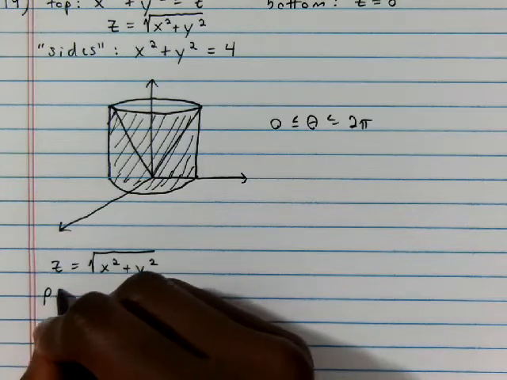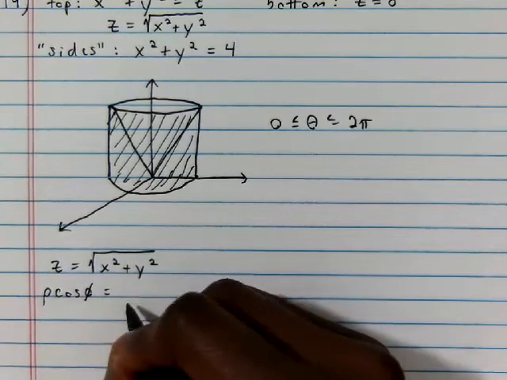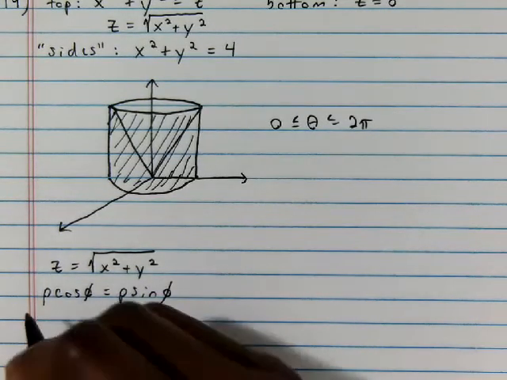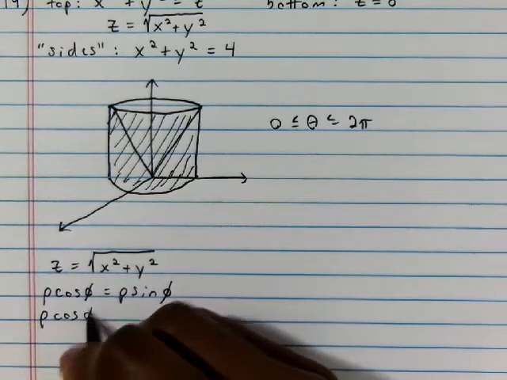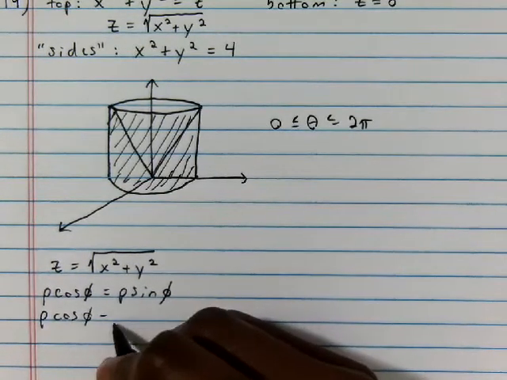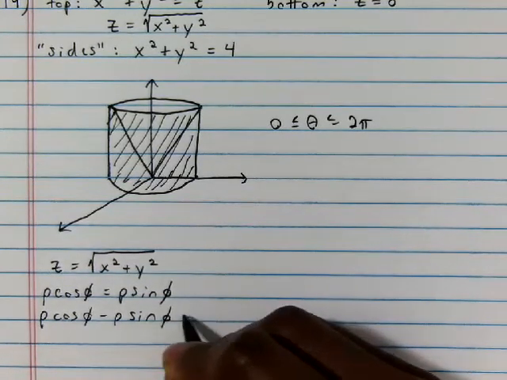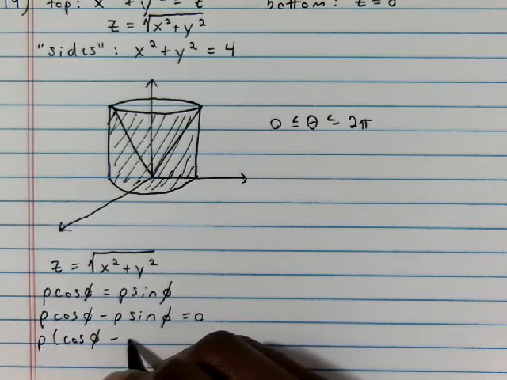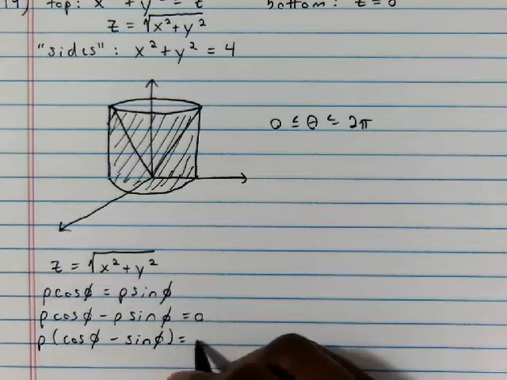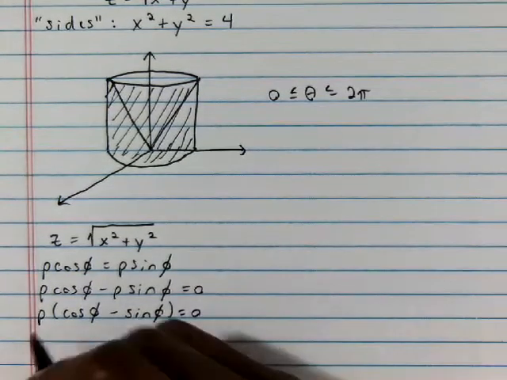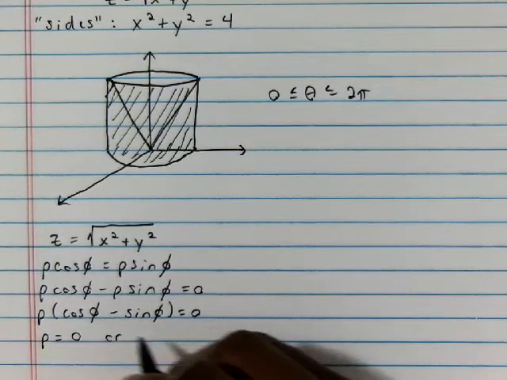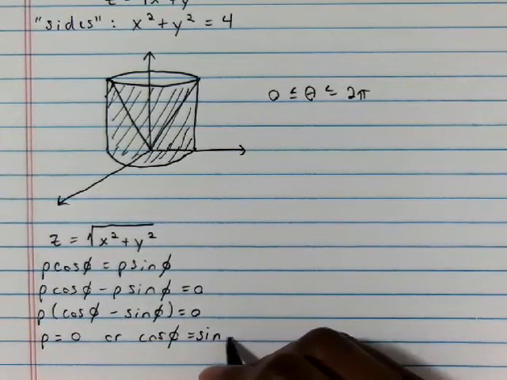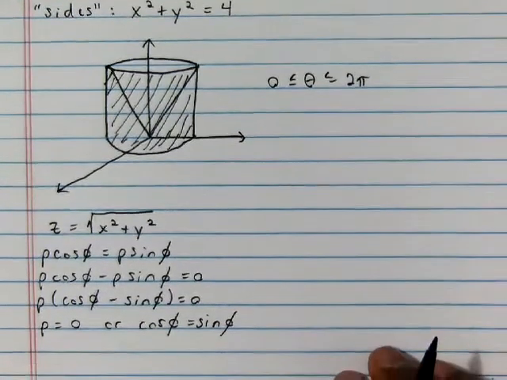So this is rho cosine phi equals rho sine phi. We pull everything over to the left: rho cosine phi minus rho sine phi equals 0. We factor out our rho, which tells us rho equals 0, or cosine of phi equals sine of phi, which tells us phi equals pi over 4.